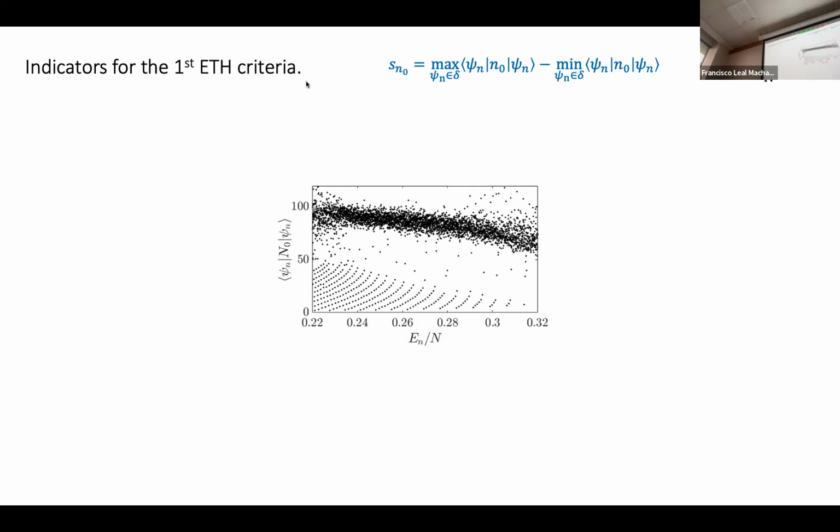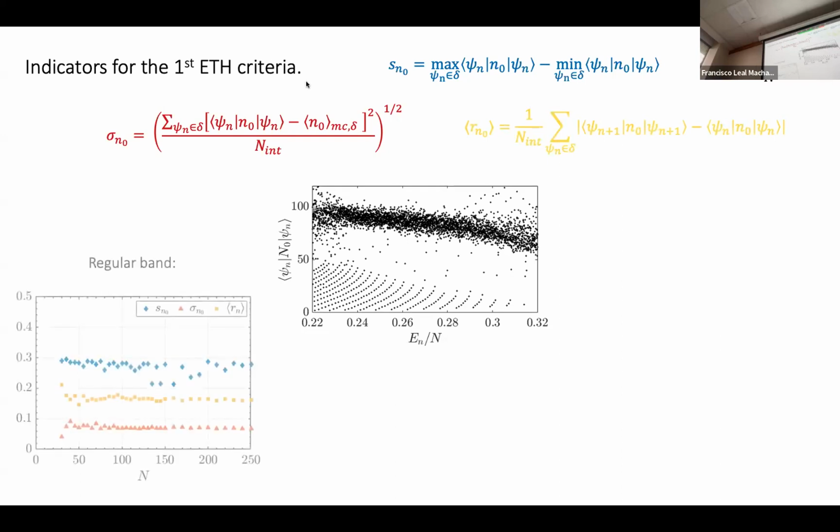Okay, so the support, and then the next criterion is the noise. Noise measures how much the expectation values differ from the microcanonical ensemble prediction, averaged over the entire narrow energy window in the spectrum. And the third one is the expectation value differences. These are the nearest neighbor differences, again averaged over the window. So first we look at the regular band, and we see all of these indicators staying flat as we increase the atom number.